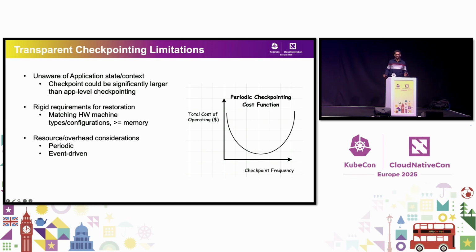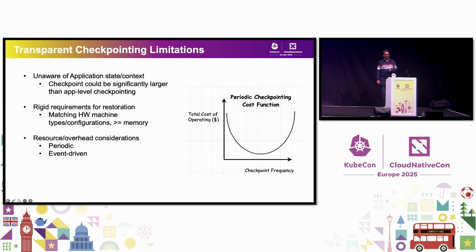But this is not a solution to everything. There are some limitations that we need to be aware of and address. One being that the checkpointing at the infra layer is not aware of the application state itself, which means that the checkpoint could be significantly larger compared to just app-level checkpointing. So let's say for inference, the model itself will take up most of the space, but you also have additional libraries and helper functions that will be loaded onto memory that would also be copied over. And depending on the application, the difference in memory between the 2 checkpoints can be significant as well.